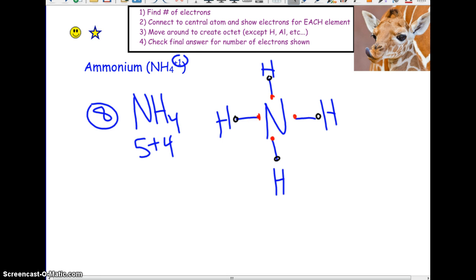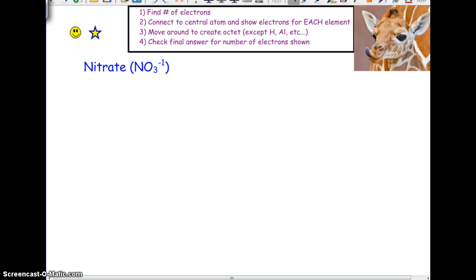We could get rid of 1 anyways because the charge on ammonium is NH4 plus 1. Put it in brackets when you're done. Put the charge outside, and we're finished. One more. Do nitrate. So we have NO3 minus 1.